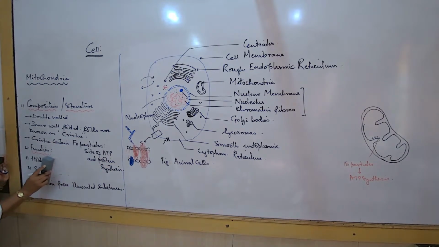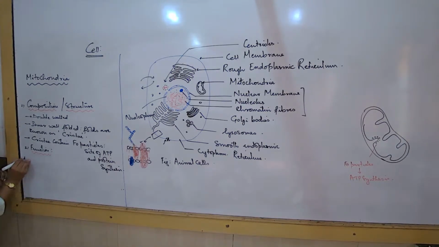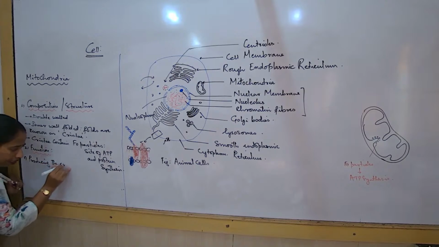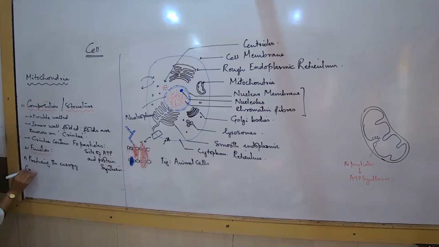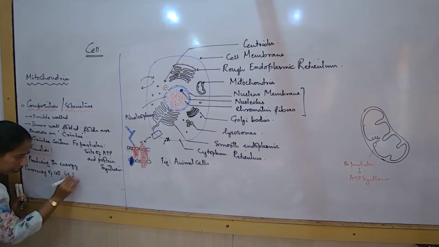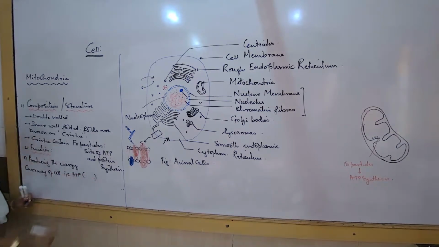Function, let us now try to understand. What is the function of the mitochondria? Giving energy to the cell. Producing the energy currency of the cell, that is ATP. And do you know the full form? Adenosine triphosphate. लिखो, bracket में लिखो. All of you should know this. Separately for 1 mark you get a question. Adenosine triphosphate. That is the function.